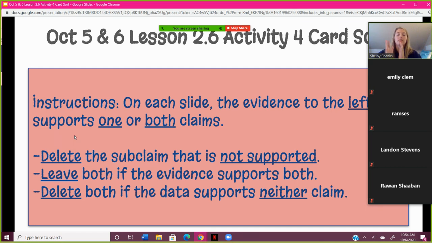So what we did with the subclaim 2 and 3 and what we did with the evidence, so either the B. fragilis or the L. reuteri, we picked which one it went with. So we said that the B. fragilis went with subclaim 2 and then the L. reuteri went with subclaim 3. Right? So you're going to delete the subclaim that's not supported. You're going to leave both if the evidence supports both of them. Then you're going to delete both if the data supports neither claim.